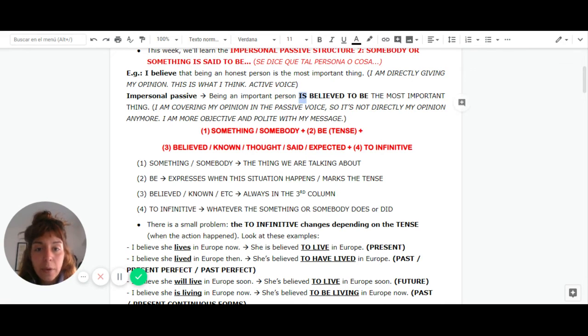Después, el verbo be, porque estamos en la voz pasiva, va a expresar when this situation happens, marks the tense. Cuando se dijo, se creyó, se supo, is, are, was, were, dependiendo cuando esto se dijo, se supo, se pensó. Lo marco con el verbo be. Then, one of these verbs in the third column. And finally, lo que pasó con esa cosa en el cuarto lugar va a ir con to infinitive. To be the most important thing.